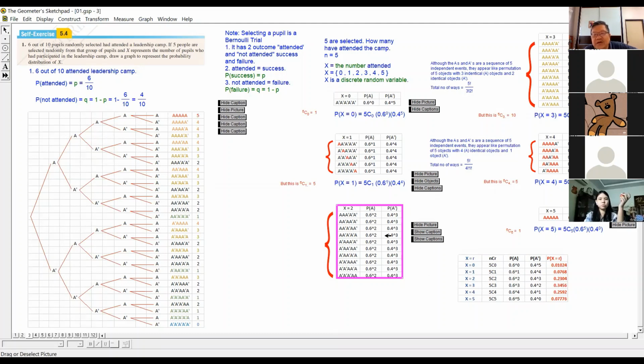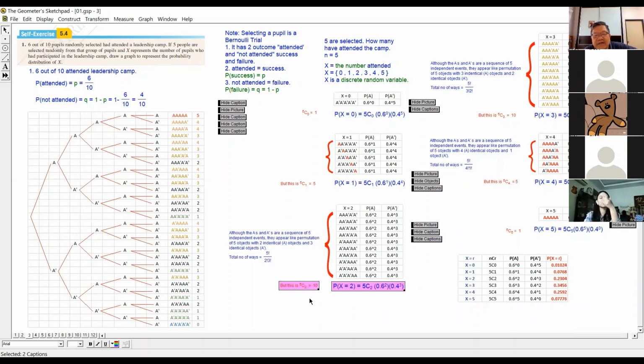5C2. 0.6 to the power of what? 2. 0.4 to the power of what? 3. Okay. So if you use permutation to count, you know that it is 5C2, 0.6 to the power 2, 0.4 to the power of 3.